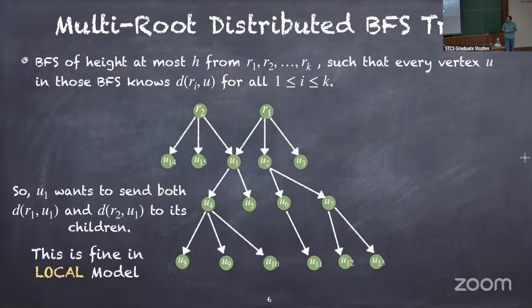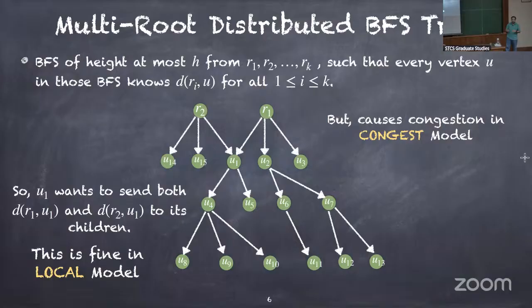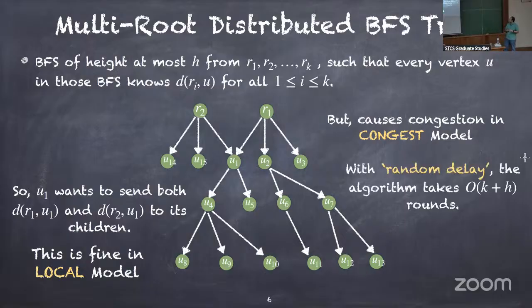That is fine in the LOCAL model, but as the name suggests, the CONGEST model will cause some congestion. You want to send 2 messages, and that cannot be sent in one round. So with random delay, it will randomly wait for one message to be sent, and after that, it will send the second message. With random delay, it can be done in big O of k plus h rounds, where k is the number of sources and h is the height till which you want to do it.